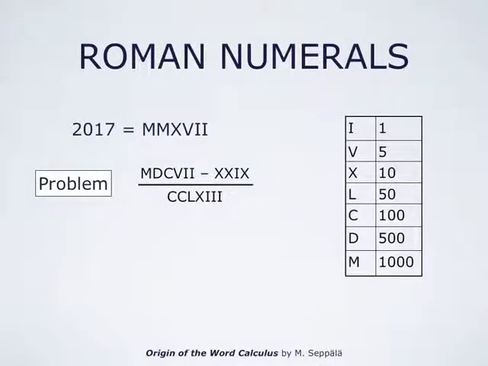Let me now return to the arithmetic problem presented earlier in this video. Compute MDCVII minus XXIX divided by CCLXIII. Within the realm of the Roman numerals, this is fairly challenging. But if we use the Hindu-Arabic number system that we now use, it becomes 1607 minus 29 divided by 263. A seventh grader can compute this and gets the result 6. So we conclude that MDCVII minus XXIX divided by CCLXIII is simply VI.